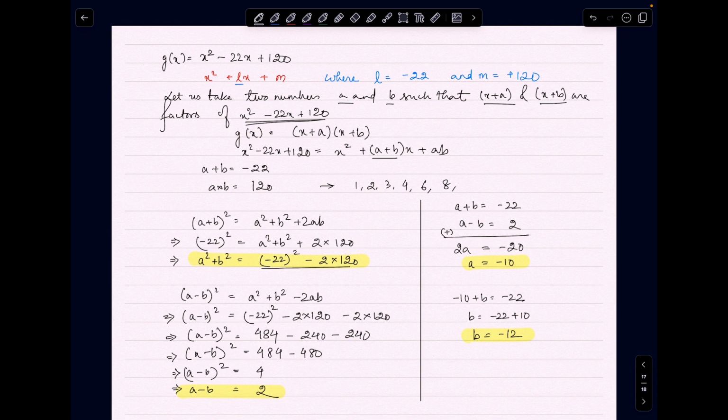You have written what? G of x equals x plus A into x plus B. That means x plus A is what? A value is minus 10, so x plus A is x minus 10. And B value is minus 12, so x plus B is x minus 12.